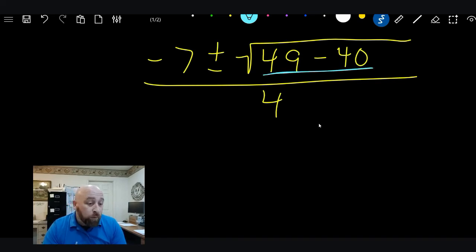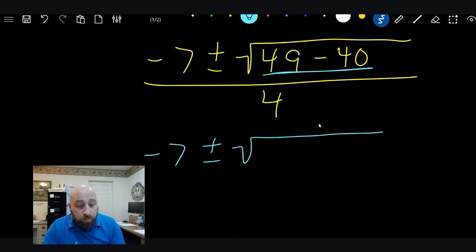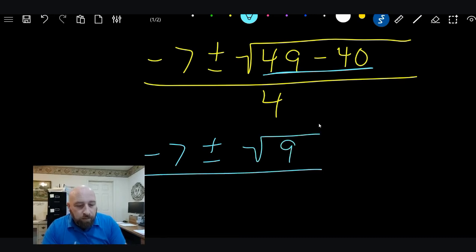And so now we have 49 minus 40, which is going to give us 9. So minus 7 plus or minus the square root of 9. And we don't need that big square root sign anymore since we simplified it out. 9 over 4. Now, this is really the point in time where this kind of becomes our answer.